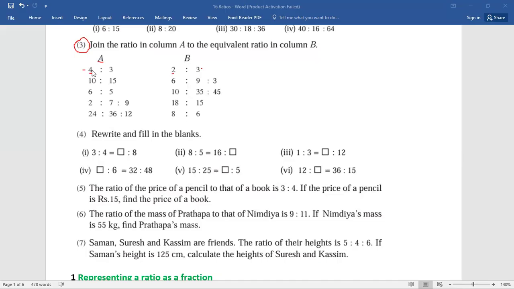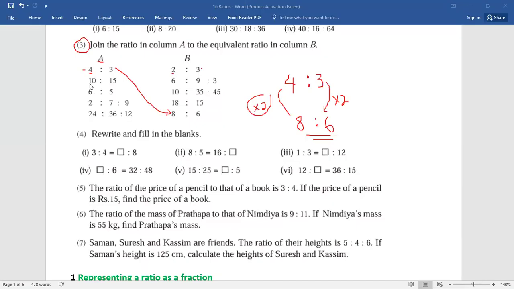So the rest is this. From column A, we have 4 to 3. I am not going to discuss all. And here we have 8 to 6. Let's see how to obtain 8 to 6. If you multiply this 4 by 2, you obtain 2 times 4, 8. Here you have 3, and you multiply by the same number, 2. 2 times 3, 6. 8 to 6. So the matching one is this.